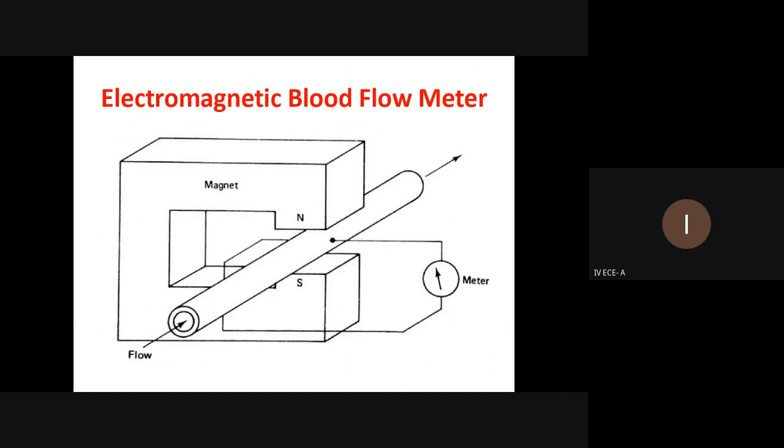A permanent magnet is placed around the blood vessel, and it generates a magnetic field perpendicular to the direction of the blood flow. The voltage induced in the moving blood column can be measured with the help of stationary electrodes placed on the opposite sides of the blood vessel and perpendicular to the magnetic field.